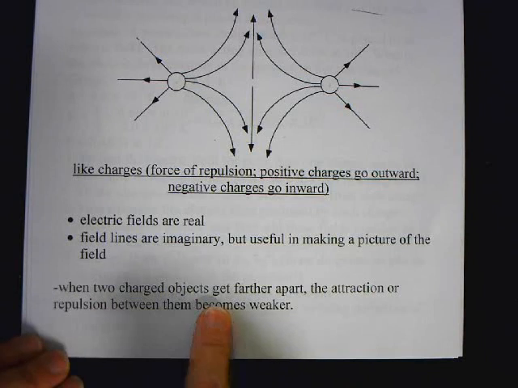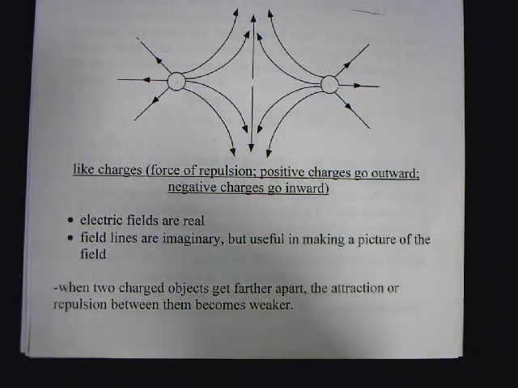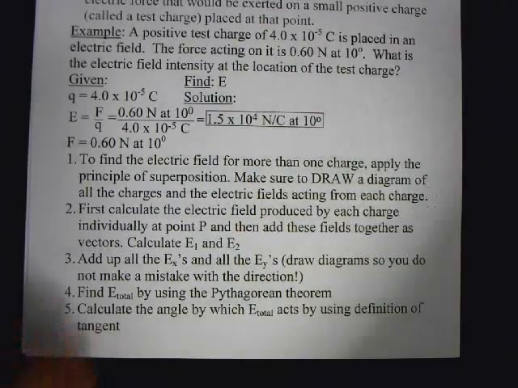So when two charged objects get farther apart, the attraction or repulsion between them becomes weaker, and we know that mathematically by looking at the equation. Because when we calculate the force using Coulomb's law, F is equal to K Q1 Q2 over R squared, as that R in the denominator increases, we see that the force is going to get smaller. Well, that's for the electrostatic force.